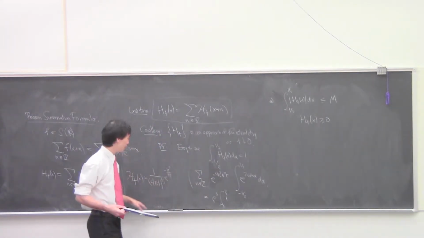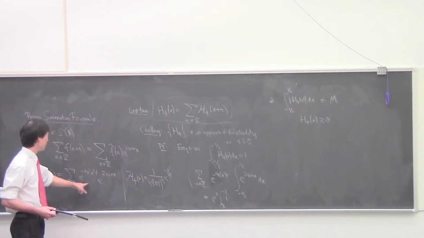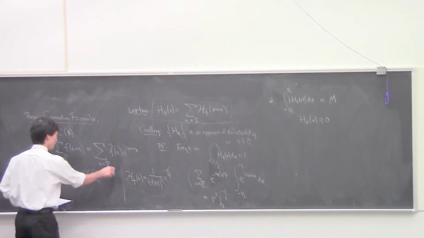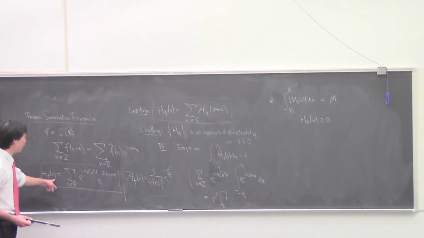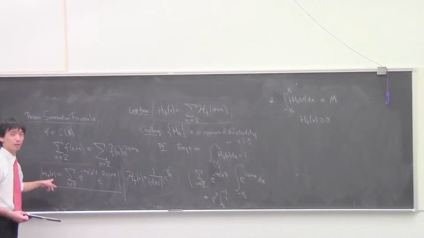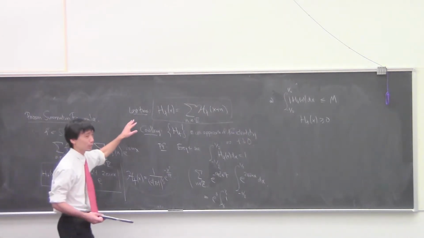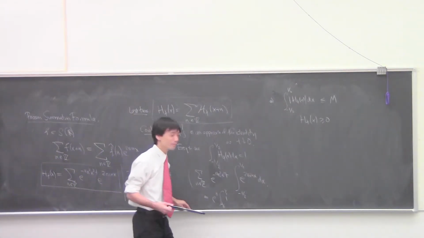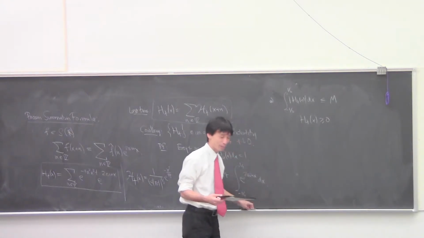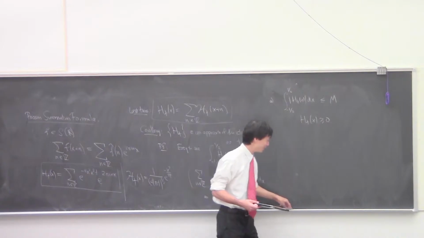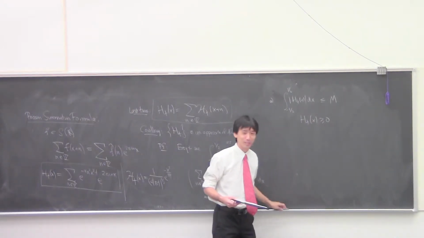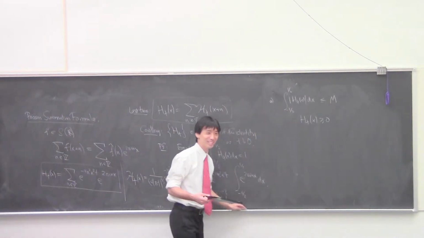I think that's not completely obvious. If I gave you this and said, show me that for all x this is a positive number, is that obvious? No, it's not at all obvious. But thanks to Poisson summation, it's completely obvious. Obvious in the sense that after a lot of work, it's obvious.